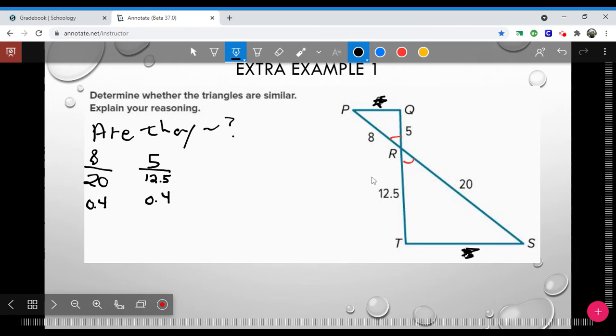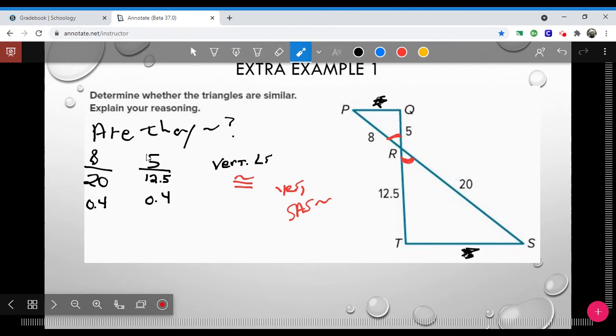Now, it's only two sides. That's not enough. I have to remember that vertical angles are congruent. And so that's what I marked here. Those are vertical angles. They are congruent to each other. And so now I can say, yes, the triangles are similar by side, angle, side, similarity.